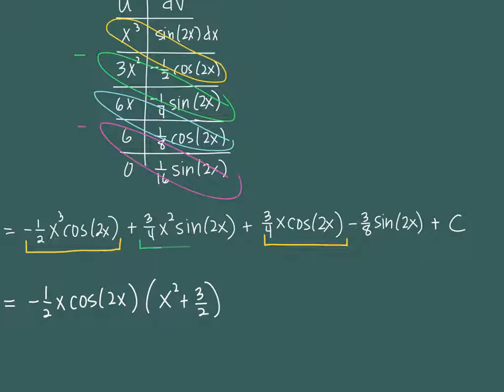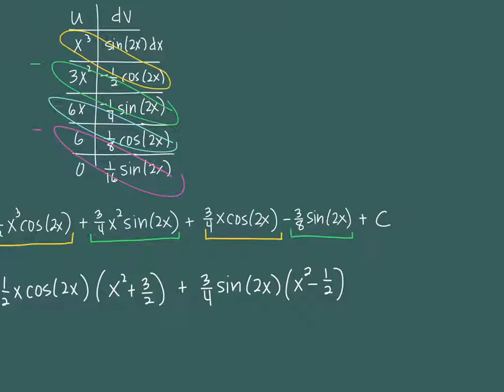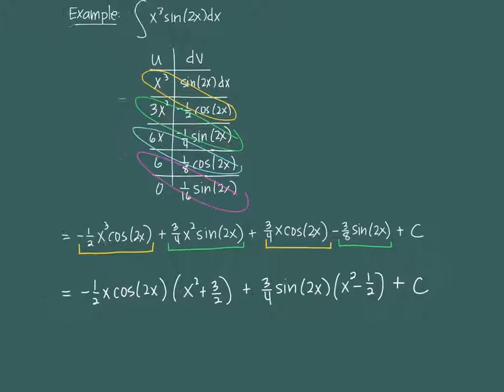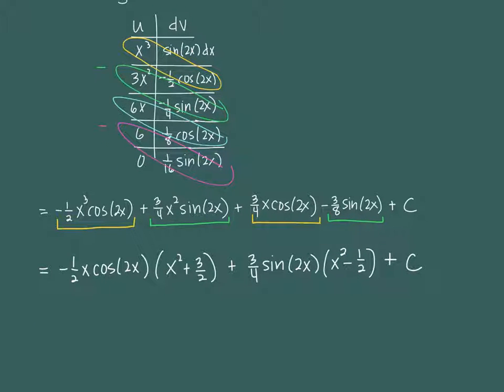And then do the same thing with the sine terms and identify what you could take out of there. It looks to me like I could take a 3/4 out of that. So I could take 3/4 sine 2x. That would leave me with x squared minus 1/2. And then plus c. So that's the best way to write that answer, factoring out by the trig terms.